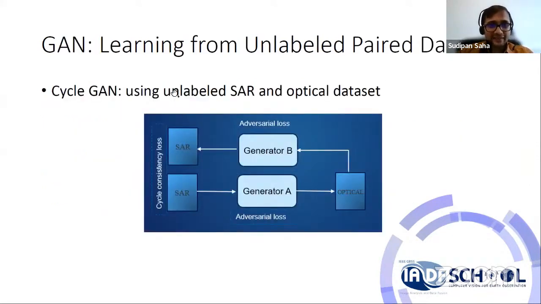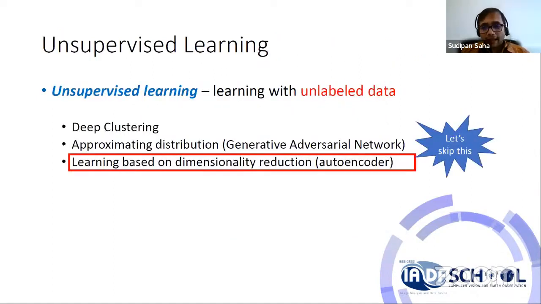Okay, so this is the cycle GAN, which I talked to you about before. We have 2 generators and 2 discriminators, and we can learn from a paired or even an unpaired data set. We can use the cycle GAN while capturing the same distribution of data.